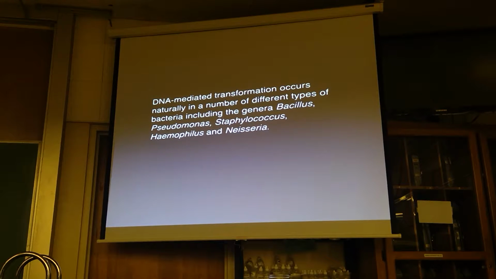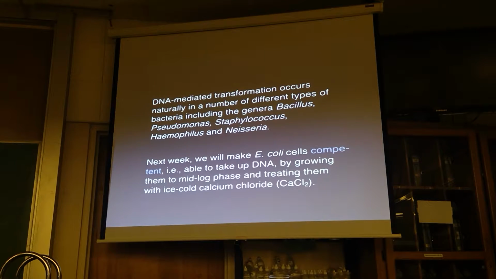So, DNA-mediated transformation. After Griffith's experiments, people started looking and saw that transformation occurred fairly readily in a lot of different types of bacteria: Bacillus, Pseudomonas, Staphylococcus, Haemophilus, Neisseria. We will be transforming Escherichia coli. In the laboratory, I'm going to talk to you about some things we have to do to the E. coli cells to get them ready to take in DNA. Basically, you can get any type of bacteria to take in DNA if you know what to do. Experimenters have done some really bizarre things to put DNA into bacteria.